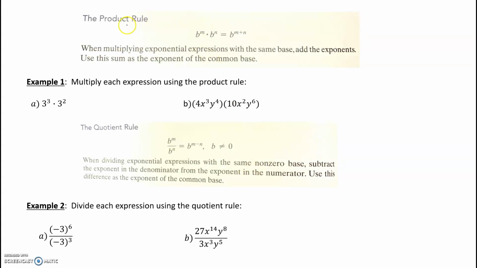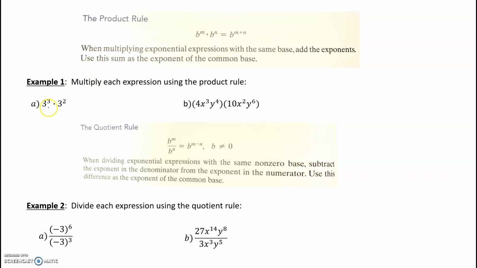Alright, so the first thing we want to talk about is the product rule. Product means multiplying. So notice if you're multiplying two exponents with the same base, that's that b right there, b to the power of m times b to the power of n, you're going to actually add those exponents.